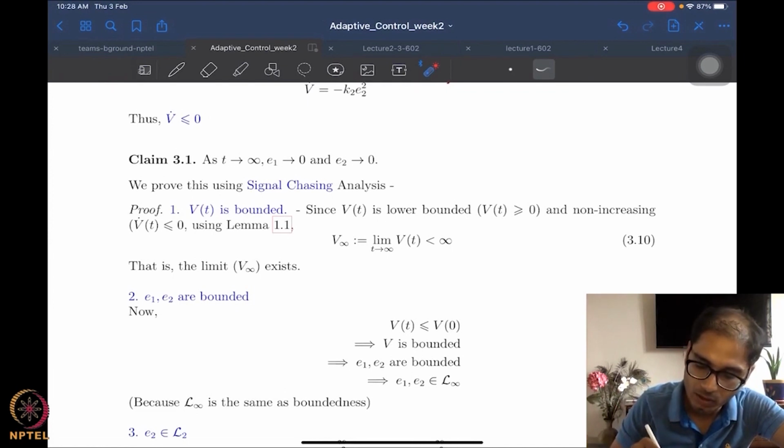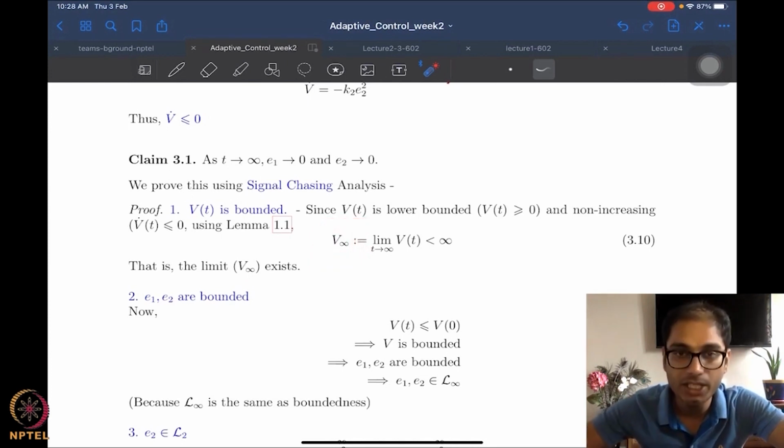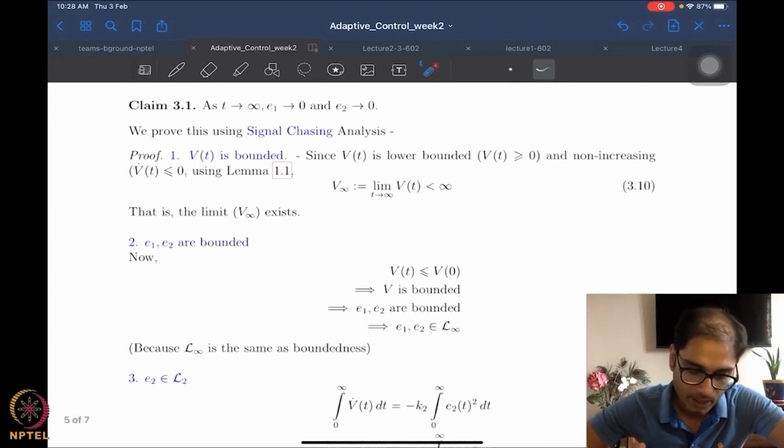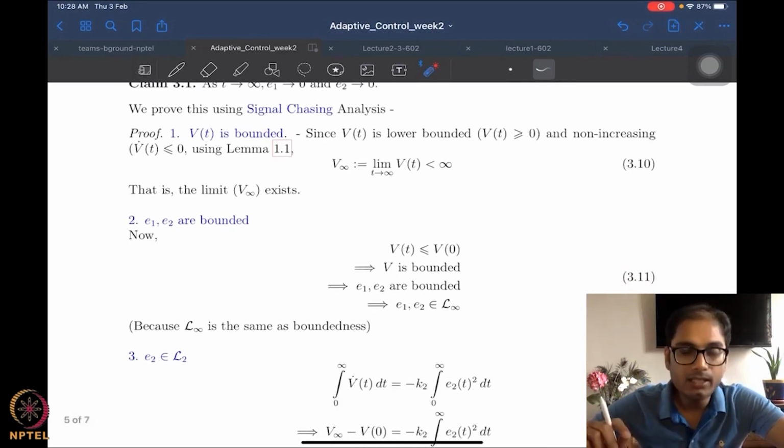Since V is lower bounded and non-increasing, using lemma 1 we have that there exists a finite limit. Let's call it V infinity. Excellent. The second point is that both E1 and E2 are bounded.